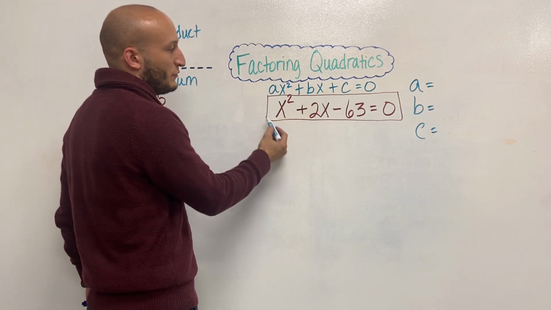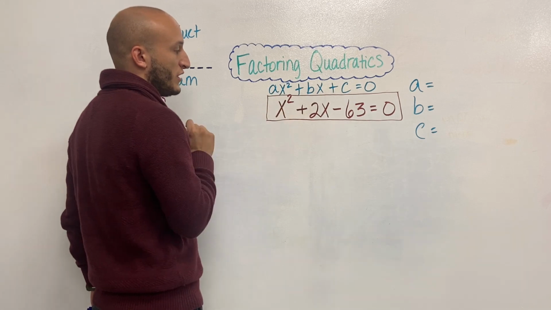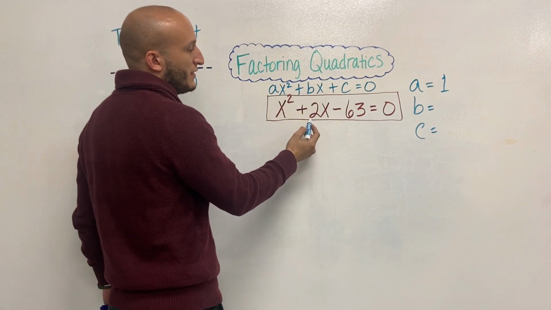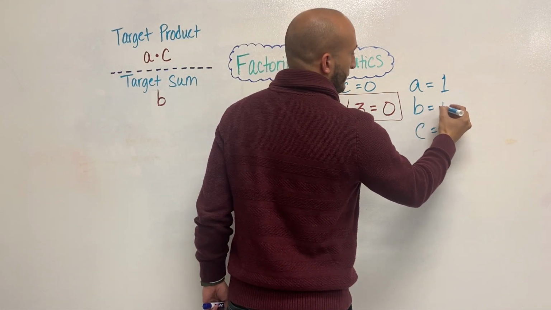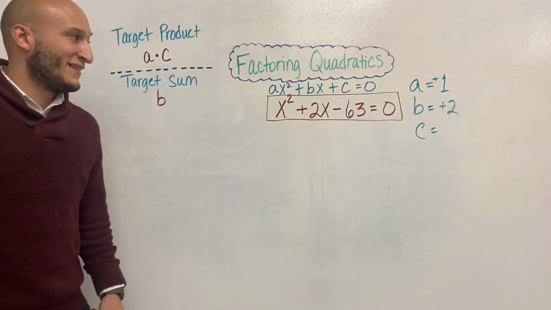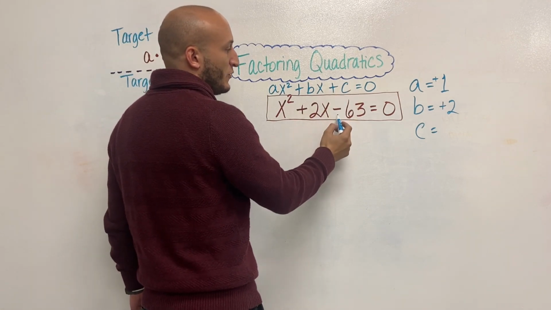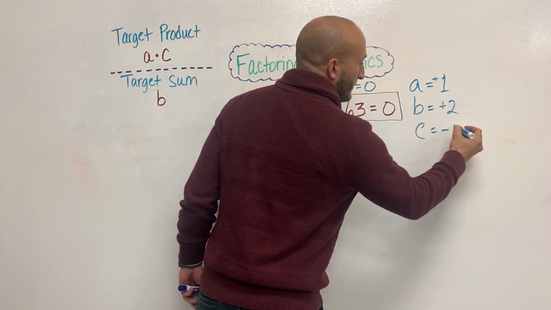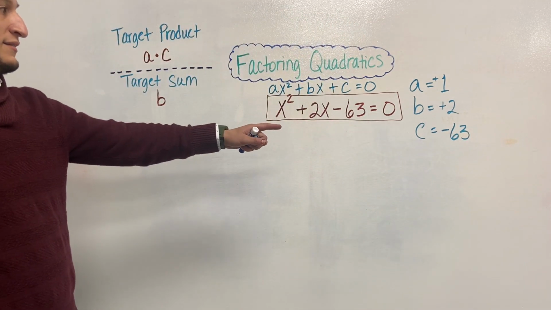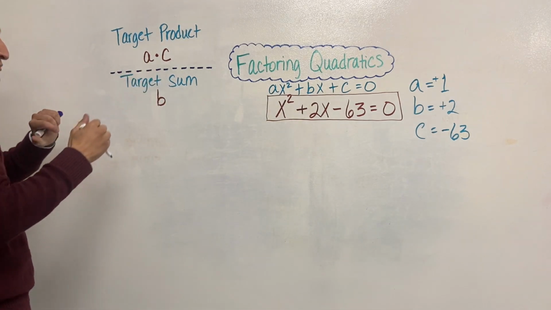A, for the problem that we're going to factor today, is 1. B is a positive 2, and it's important to keep in mind the sign that it carries. And C would be a negative 63. So A, B, and C. Now that we know that, we can do target product, target sum.